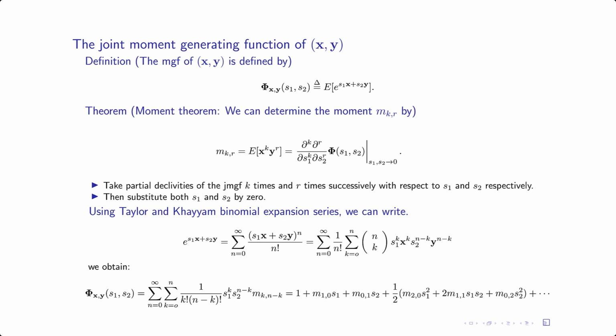So if you write this for, let's say, n equal 1, 2, 3 and k equal etc., you'll see that it is equal to 1 plus the mean of x, the mean of y, and then 1/2 of the second moment of x, the second moment of y, the correlation of x and y, and so on.